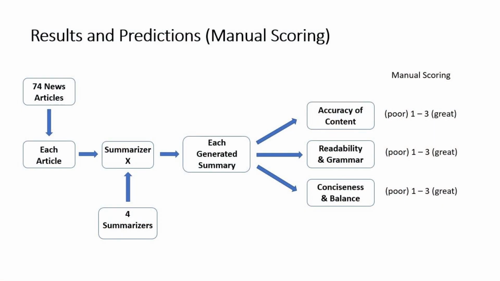This flowchart shows how we did manual scoring. For this part, we used 74 recent news articles, as mentioned before. For each generated summary, we give a manual score from 3 dimensions, which are accuracy of the content, readability and grammar, and conciseness and balance. The score is from 1 to 3. 1 represents poor performance, 2 represents fair performance with some defects, and 3 represents great performance.